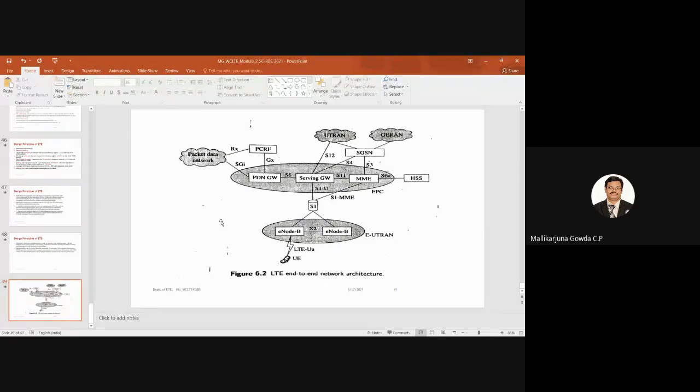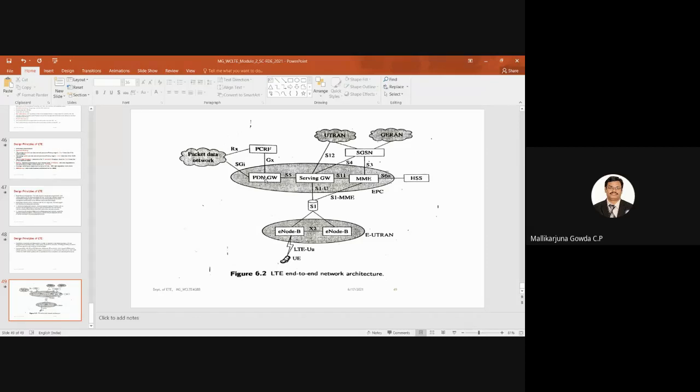See, I might have told it is just P gateway, P hyphen GW, I might have written earlier. And while saying, I used to say it is a PDN gateway. So it is clearly written PDN gateway. So it is responsible for what? Allocating the IP addresses.